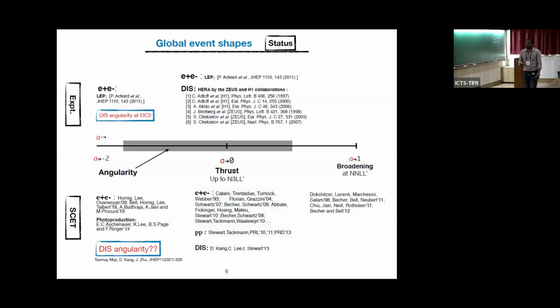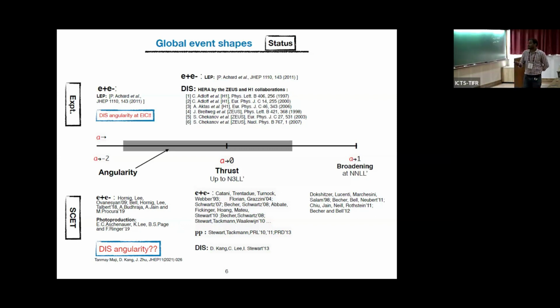Okay, so far this is the status of angularity studies. The upper level is for the experiments, the lower level is for the theory results. If we look at the experimental approach for thrust, we have pretty much studied DIS at HERA and e+e- at LEP, and LEP also has some results, some remarks, on angularity. But we have not come up with a DIS angularity result yet, and EIC could be the best place for that.